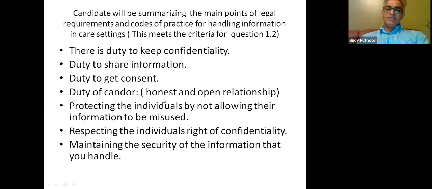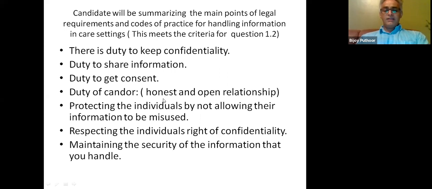Anyone who is using the data of the person should have a contract under duty of care to make sure that they have got the responsibility to protect and they use the data in the most appropriate way and not to be misused. Respecting the individual's right of confidentiality. Confidentiality, as we said, is keeping things in confidence, which has already been explained, and maintaining the security of the information that you handle. So you have got the responsibility to maintain the security of the information.